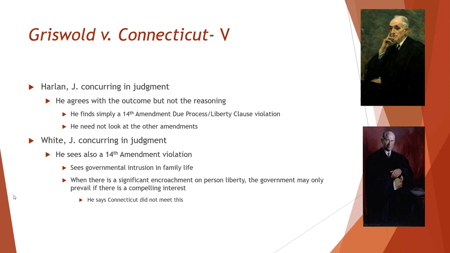Now, Justice White is going to come up, interestingly enough, when we get to Roe v. Wade in the next lecture, because he is a dissenter in Roe v. Wade. He also sees that there's a 14th Amendment violation. In my view, this Connecticut law, as applied to married couples, deprives them of liberty without due process of law, which is a concept of the 14th Amendment. So, when there is a significant encroachment on personal liberty, government may only prevail if there's a compelling interest. He says that the court does.